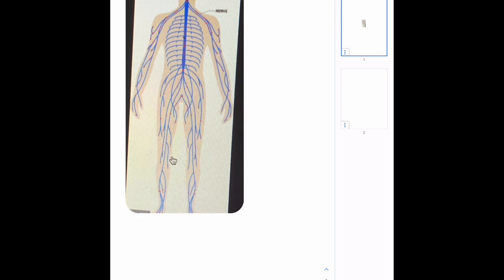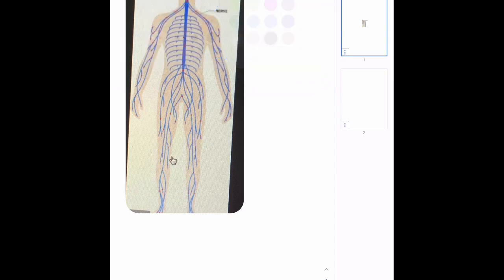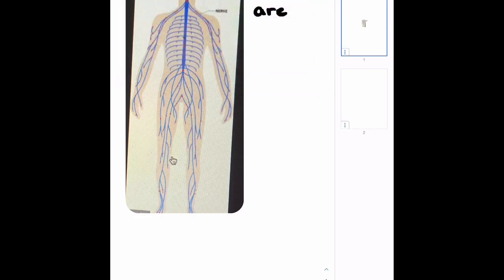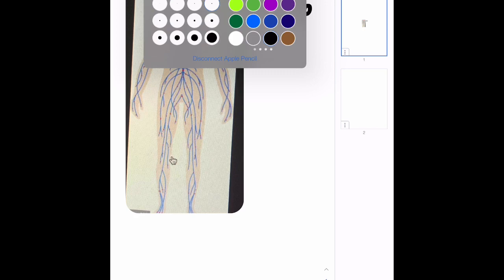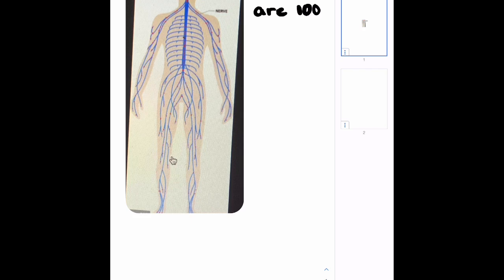So let me write this down for you. So these nerves that you see are literally hundreds of thousands of neurons.